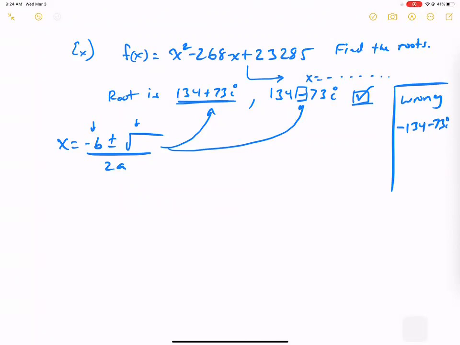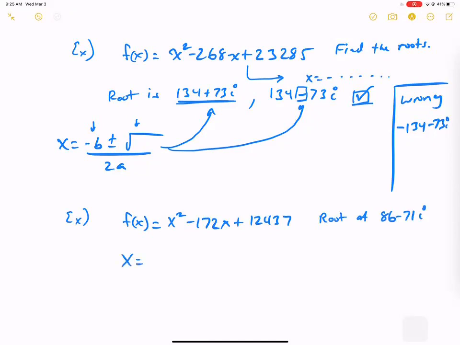Let me give you another one. If I said f of x is x squared minus 172x plus 12437, this is a huge number, right? You could do quadratic formula on this, and quadratic formula would totally work. And here's one of the roots: 86 minus 71i. If I told you one of the roots is 86 minus 71i, what is the second root? The root is 86 plus 71i. Please notice the plus and minus goes to the imaginary, not that front number.